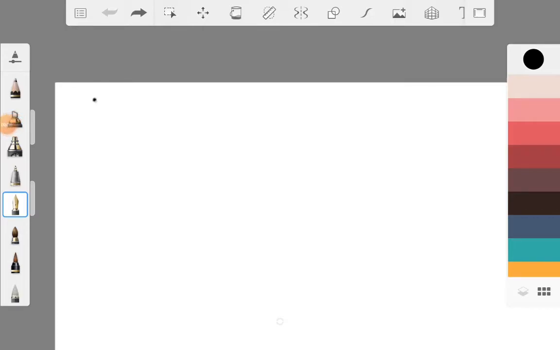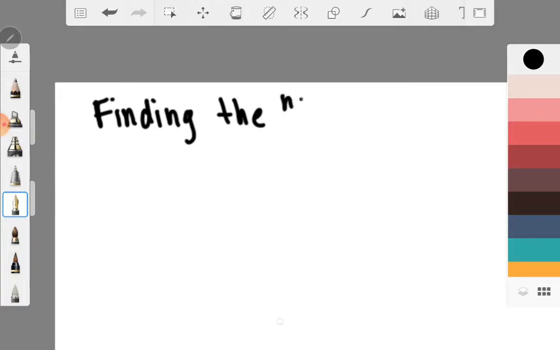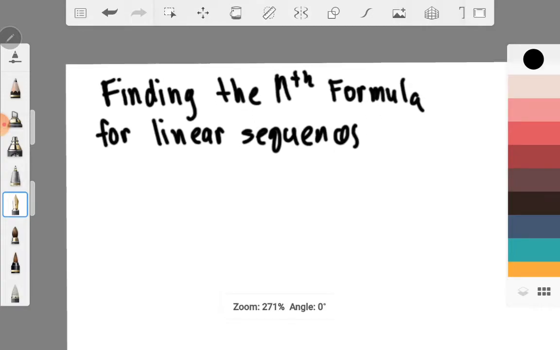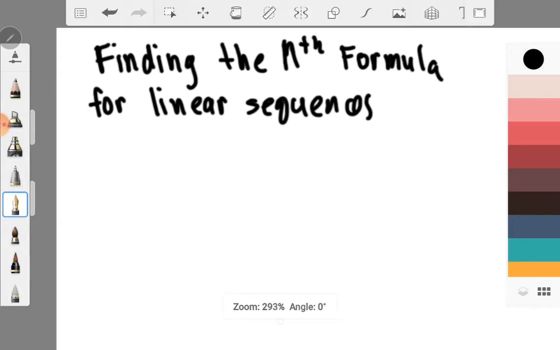The content of this video will be about finding the nth formula for linear sequences. Pag sinabi nating linear, so nasa first difference lang siya.